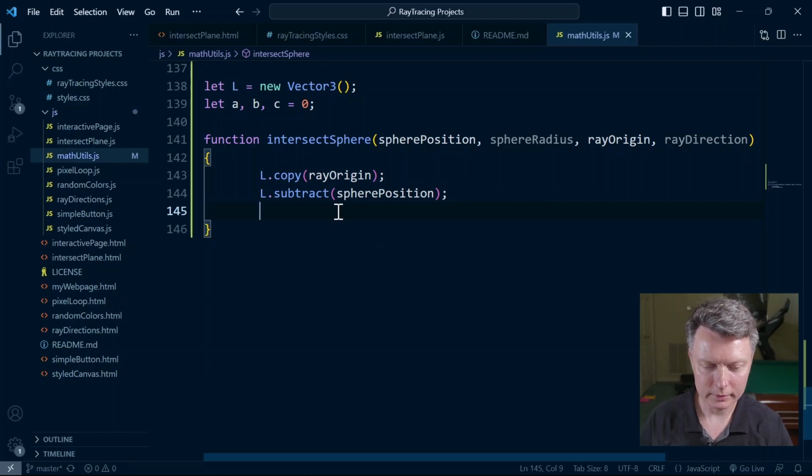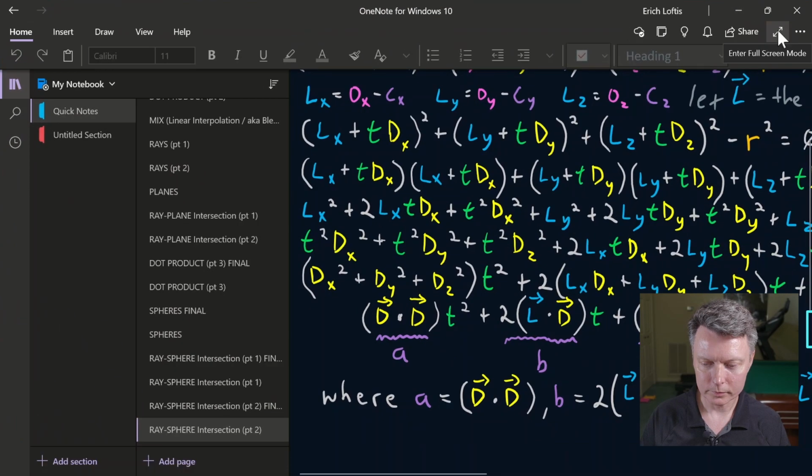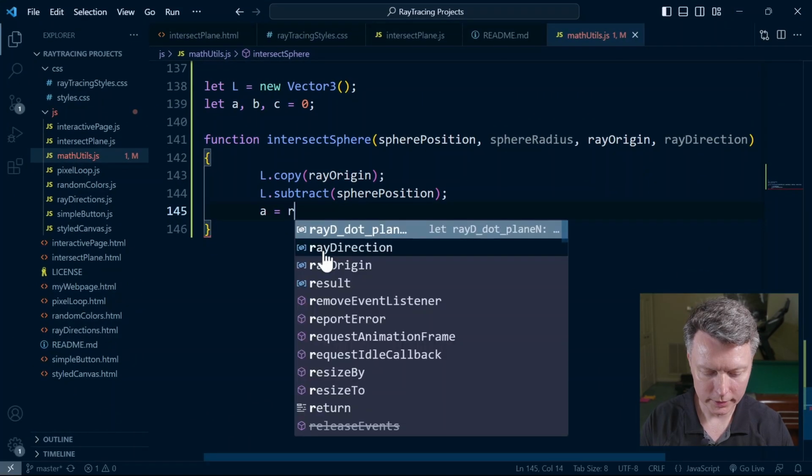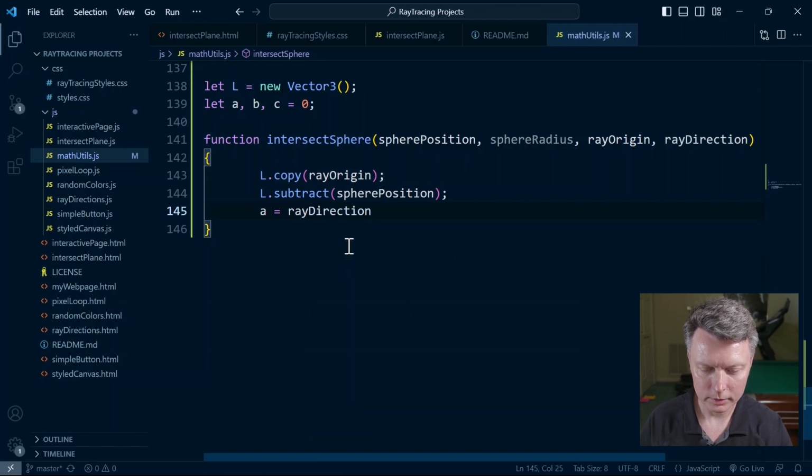So the coefficient A, and up here, remember we declared A, B, and C to use. So A equals the vector, and just to keep this on one page, I used single letters for these vectors, but this D means the ray direction. Remember that the ray origin was in this pink color, the O, the sphere was the purple one, the capital C, and the ray direction was this yellow D here. So we're going to do ray direction dot ray direction. Let's do that now. So ray direction, and that's a vector, and now we can call its dot function.